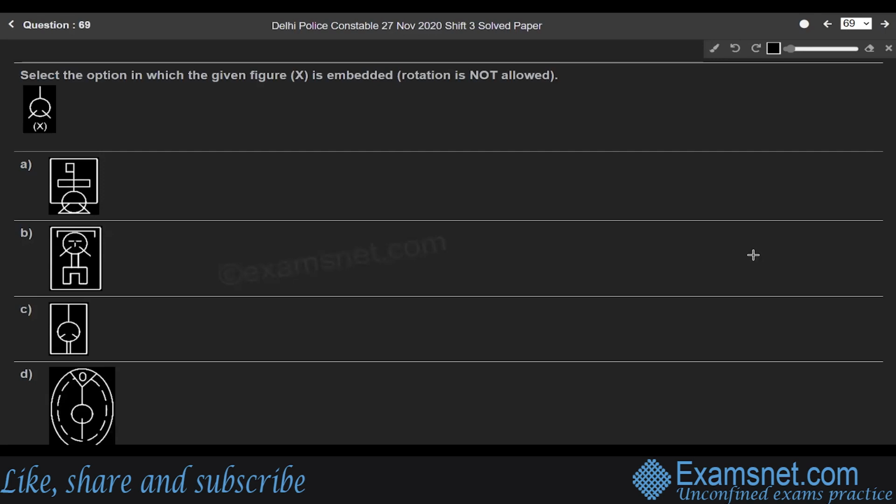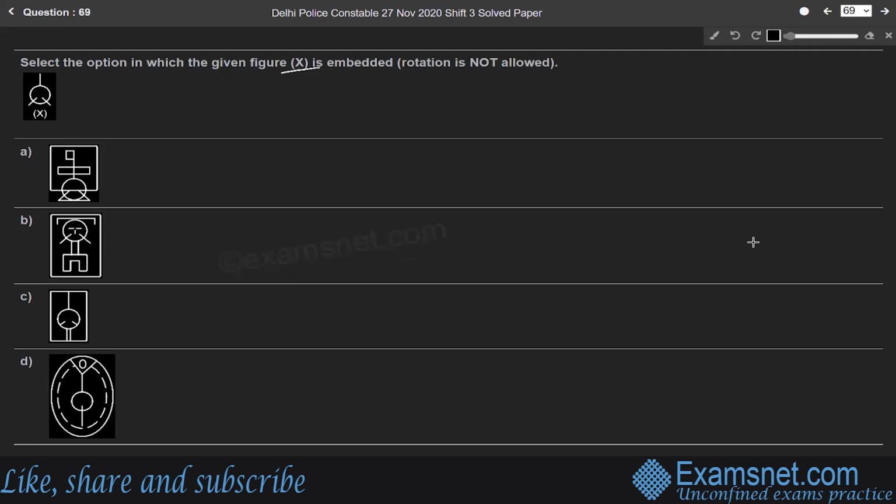Question 69. Select the option in which the given figure X is embedded. Rotation is not allowed. So the given figure is like this. Look at option A. The given figure is embedded here, a vertical line like this and a circle and two slanting lines like this here and one more here, right? Therefore, option A is the right answer.